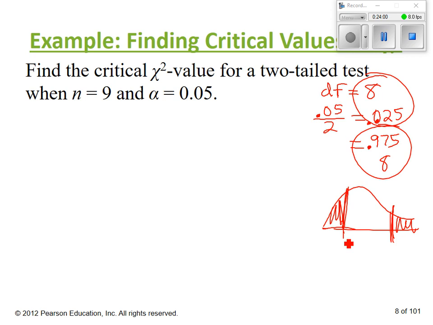17.535. You think that goes over here or over here? Is that left or right? Probably on the right. So what'd you say, 17 point what? 535. Anybody else get that? And then we do 8 and 0.975. What's that give us? 2.180.